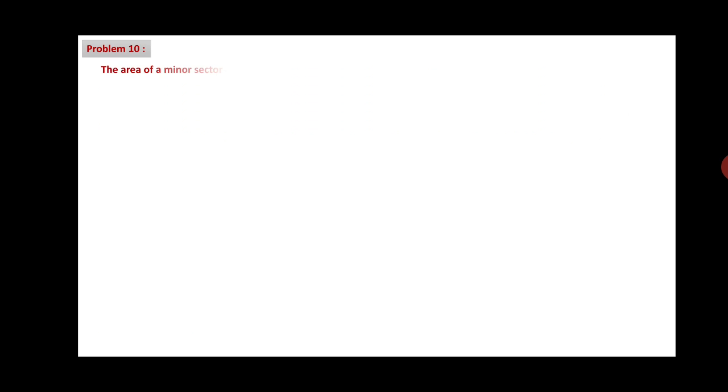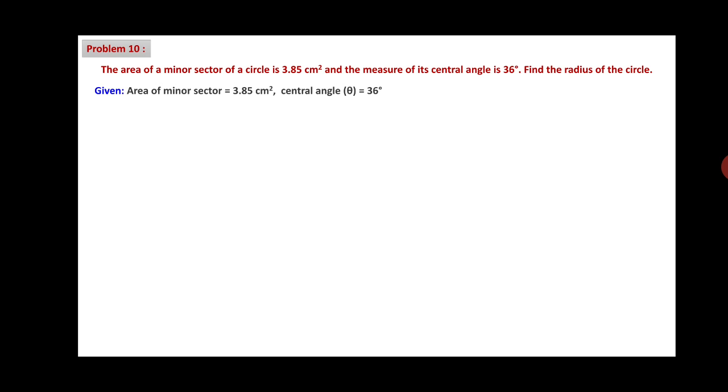Next, problem number 10. The area of the minor sector of a circle is 3.85 centimeter square and the measure of its central angle is 36 degree. Find the radius of the circle. Friends, given that area of the minor sector is equal to 3.85 centimeter square and the central angle theta is equal to 36 degree, we have to find out radius of the circle R.